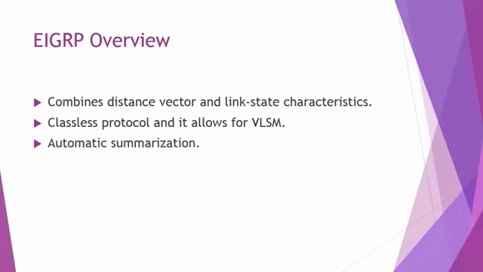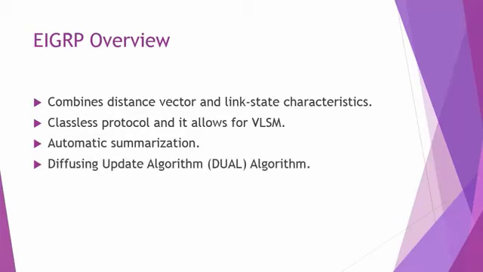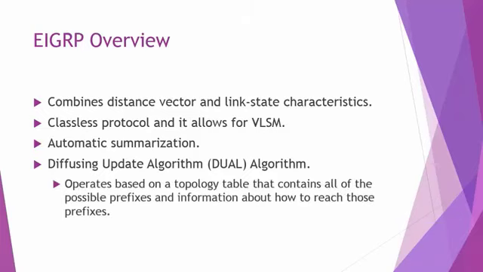The algorithm that EIGRP uses is called DUAL, or Diffusing Update Algorithm. This is the engine that makes EIGRP such a powerful protocol. DUAL operates based on a topology table that contains all the possible prefixes and information about how to reach these prefixes. You'll learn more about the topology table shortly.